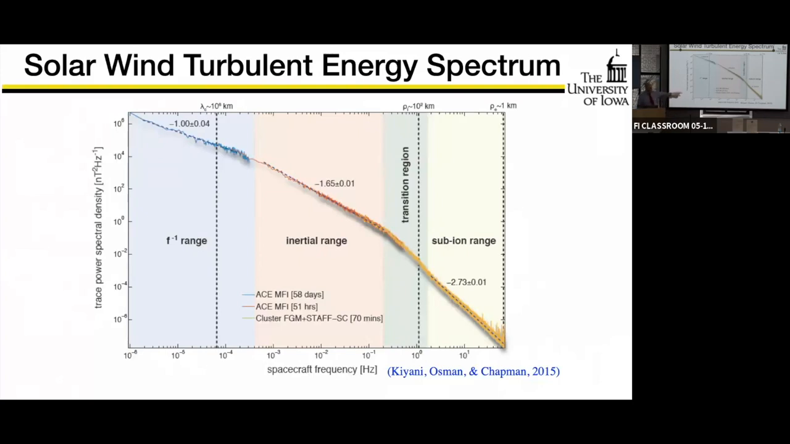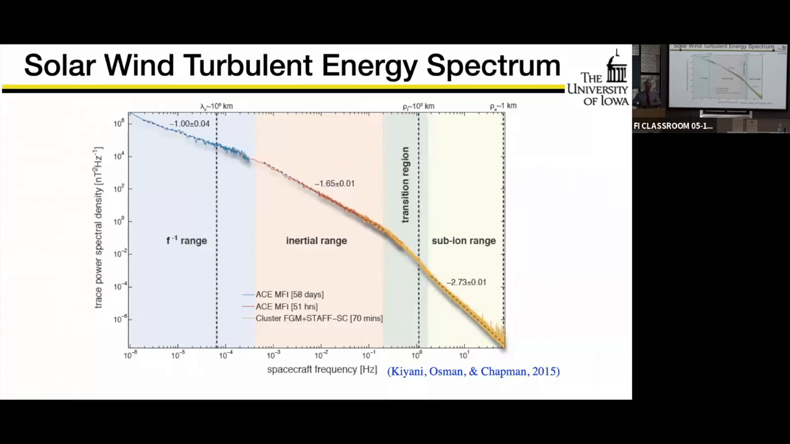It extends over 7 orders of magnitude, and there are a number of interesting features. We've got several breaks. At the very lowest frequencies you have an f to the -1 spectrum, then a break, and then it steepens to approximately f to the -5/3. This we interpret as the turbulent inertial range, and I will explain more what that means as we go forward. Then it breaks again at a few tenths of a hertz, and gets even steeper, with an f to the -2.7 or -2.8 spectrum.